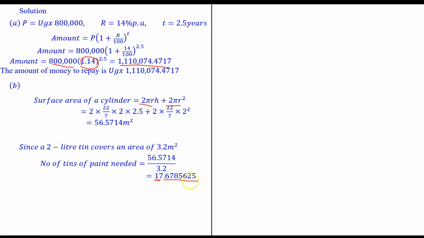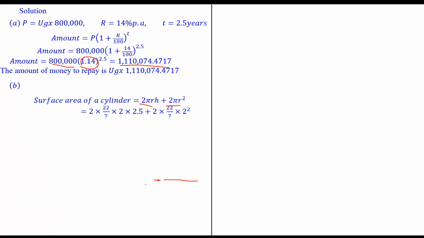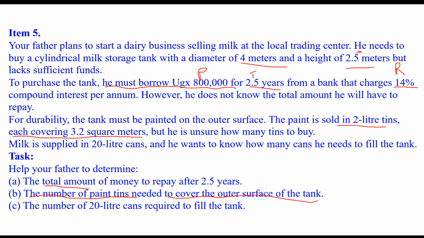So when you are buying, you don't buy 17. You will now need to buy 18 tins so that you are able to paint the whole surface of the tank. So we shall finally say 18 tins are the ones needed to cover the surface of the tank. So the number of tins of paint needed is 18. So we can go back to the last part.